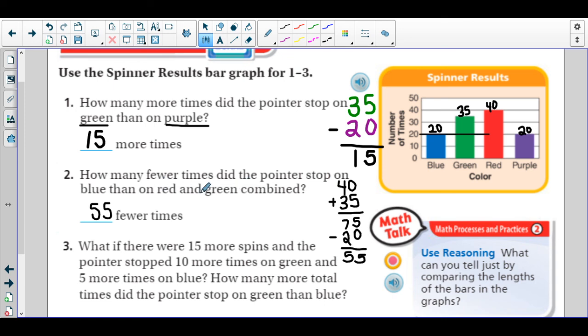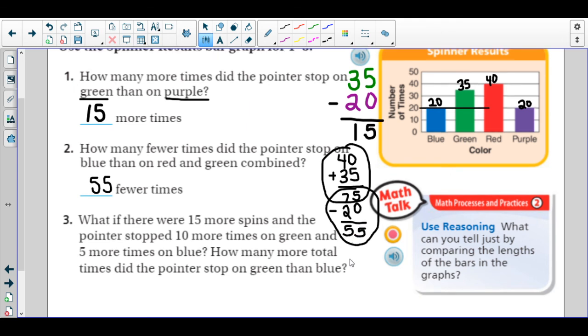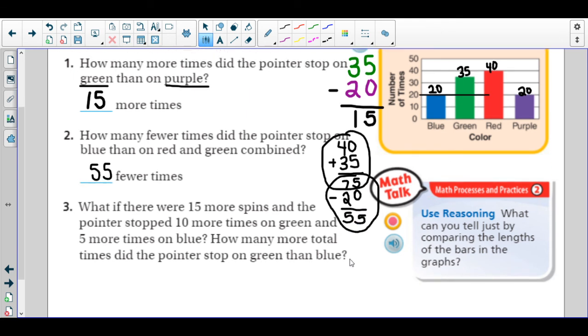So we combined red and green right here, this part of the problem. And then we found out the fewer times right here. So our answer that we got, we combined, then subtracted the blue to get the 55. And then finally, what if there were 15 more spins and the pointer stopped 10 more times on green and 5 more times on blue? How many more total times did it stop on the green and the blue?